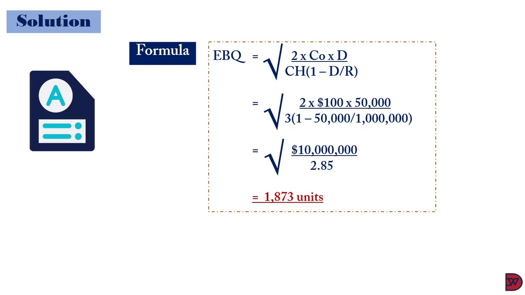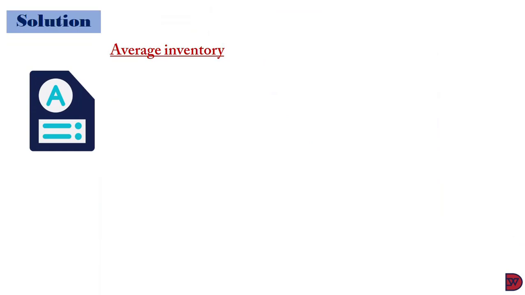1,873 units. It means that any time an order is supposed to be placed, there has to be a manufacturing of computers to the tune of 1,873, not more, not less. Let's now calculate the average inventory.